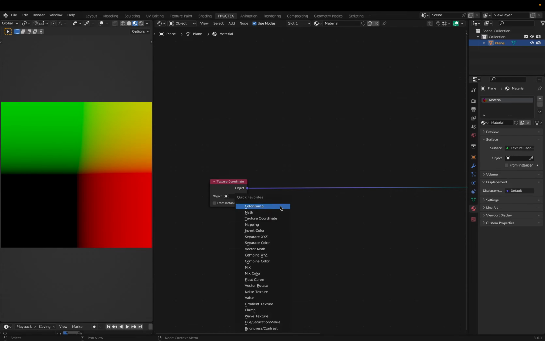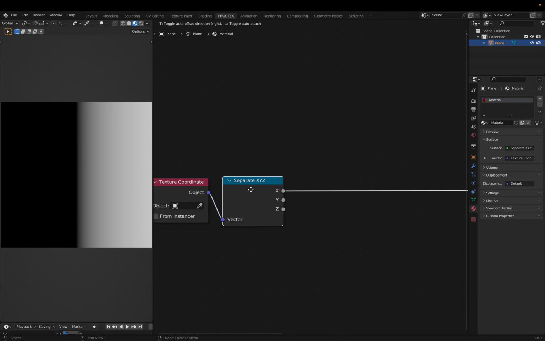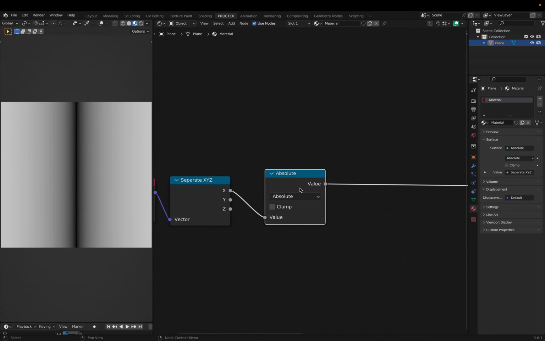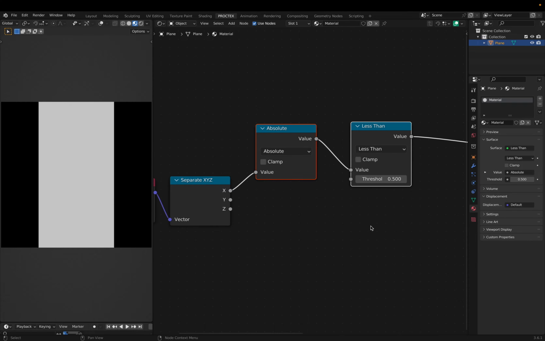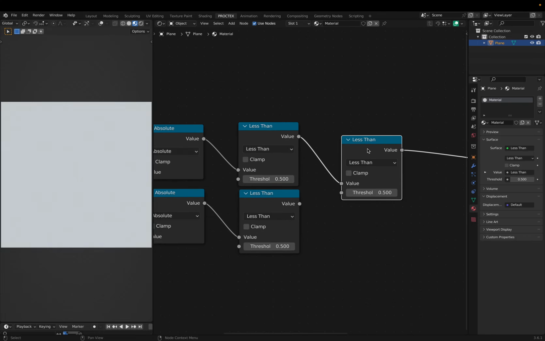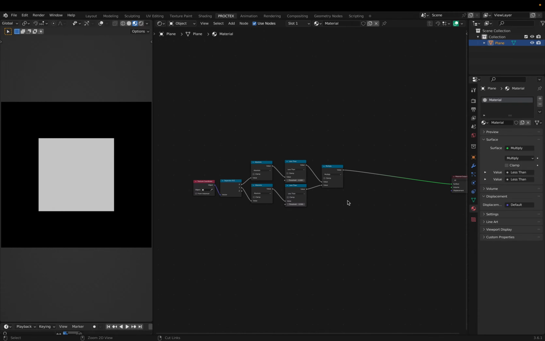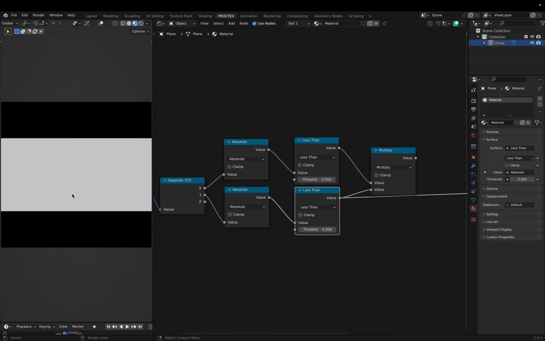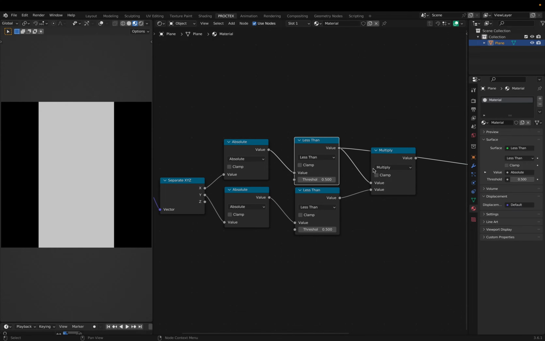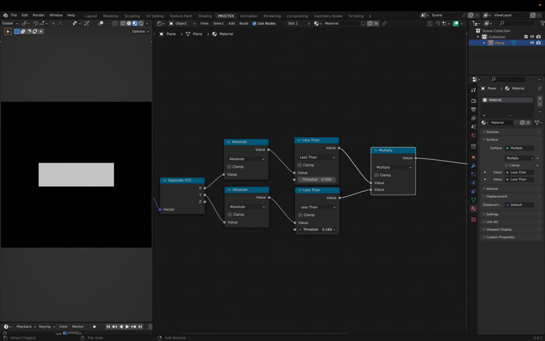The square can be made using a separate XYZ fed into absolute less than. Repeat the process for y, and then multiply them together to get this output. So here we have a horizontal bar, a vertical one, and we're multiplying these two together, and we can get a rectangle or a square.